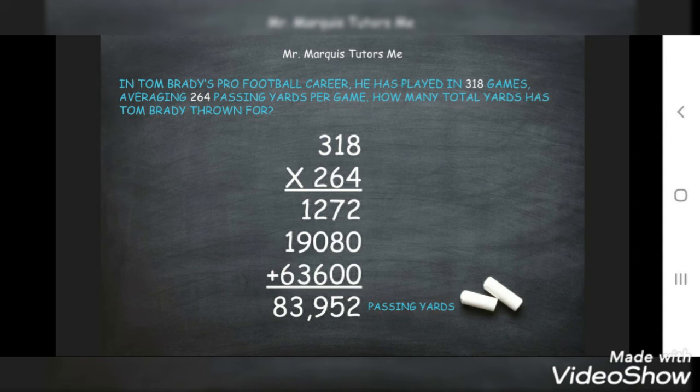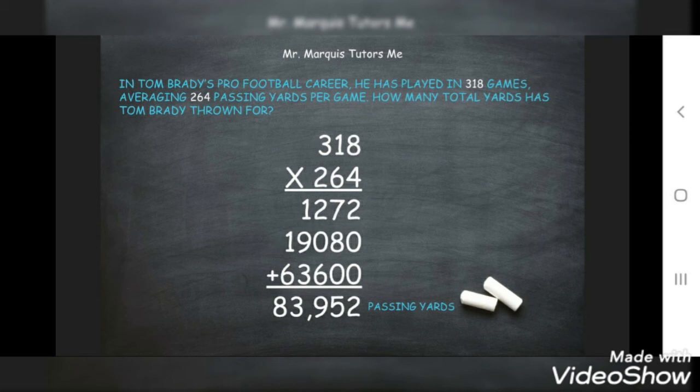If it said round to the nearest 100, we'd go to that hundreds place and it says 9. And then we'll look at the number after the 9. If it's 5 or more, we round up, which would get us to 84,000 anyway. You know what I mean? Because you round the 900 up, it's going to go to 1,000, an extra 1,000. So 84,000 plus or minus yards is what Tom Brady has thrown for in his career.